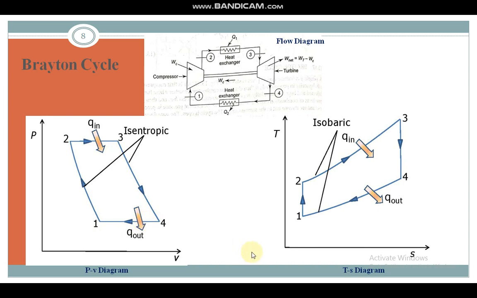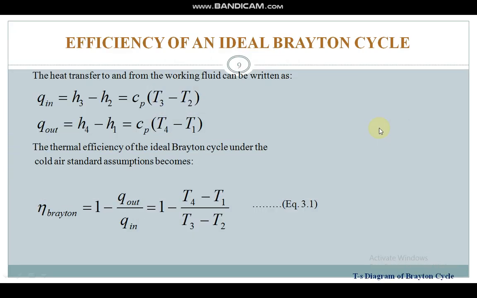The corresponding TS diagram is shown like this: 1 to 2 isentropic, so it is vertical upward. This is constant pressure. These two are isobaric lines. Now the efficiency of the ideal Brayton cycle, the calculation part. The heat transfer to and from the working fluid. Now heat is added in the combustion chamber.